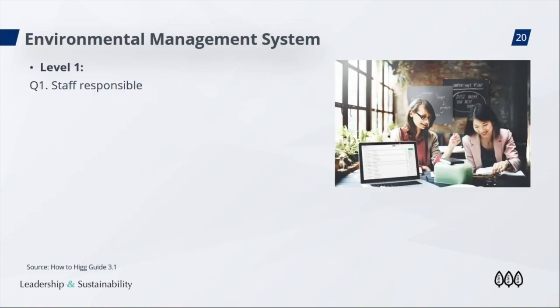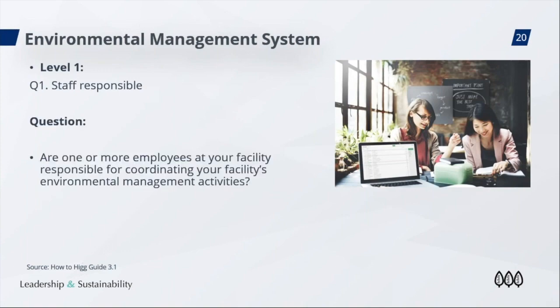The first question at level 1 is about staff responsibility. Are one or more employees at your facility responsible for coordinating your facility's environmental management activities? Facilities should have clearly defined roles and responsibility for any staff responsible for coordinating environmental management activities at the facility. These employees must deal directly with the environmental management and have defined roles for that purpose. The roles could be either required in their job description or accountabilities or designated by relevant system documents.